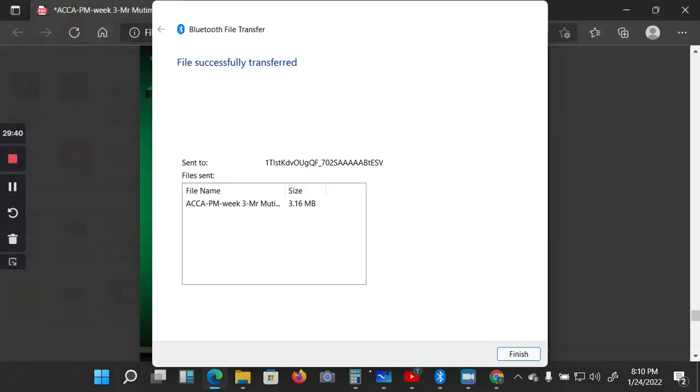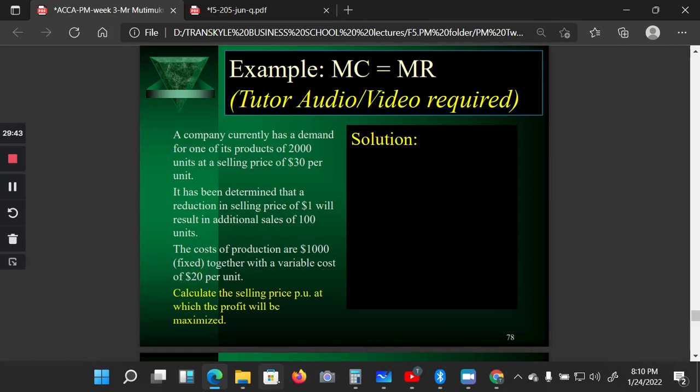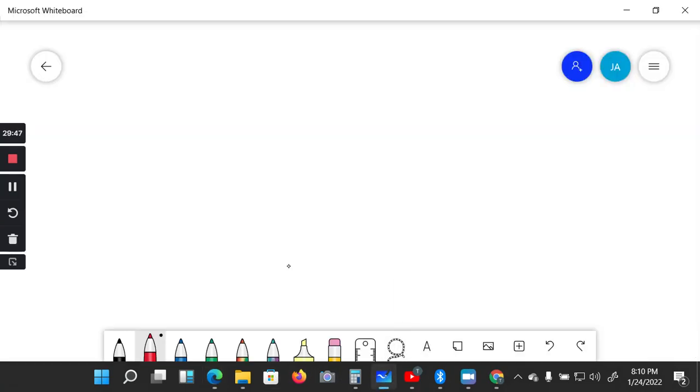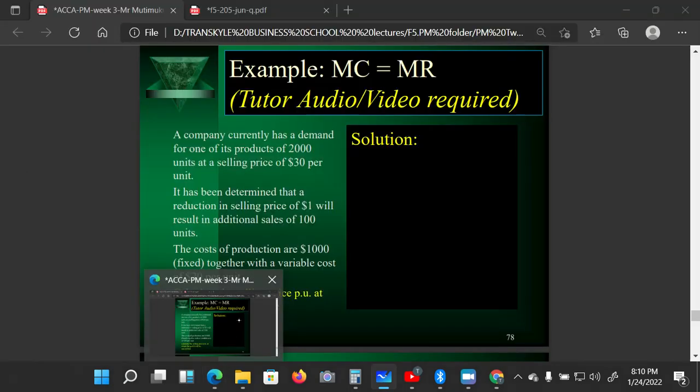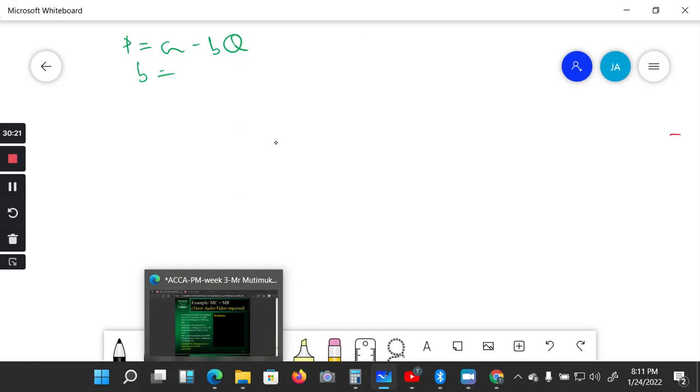As always, let us just start our workings with our demand equation. D is equal to A minus BQ. And from the question, B is equal to, let us be led by the question. It has been determined that a reduction in selling price of $1 will result in additional sales of 100. So 1/100, that's our B, because 1 is the change in price, while 100 is the change in quantities. And this gives us 0.01.